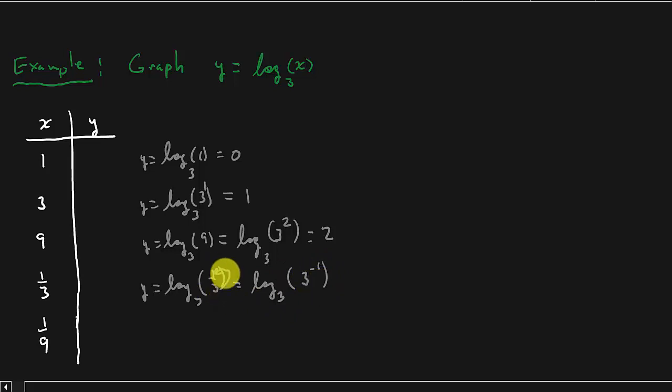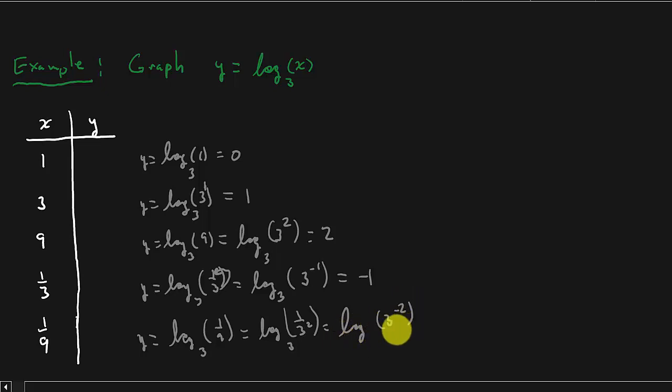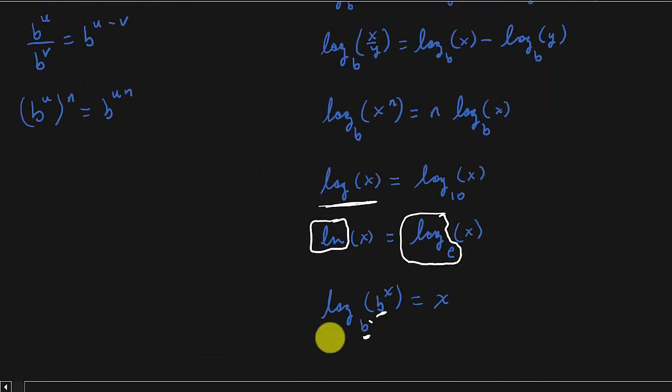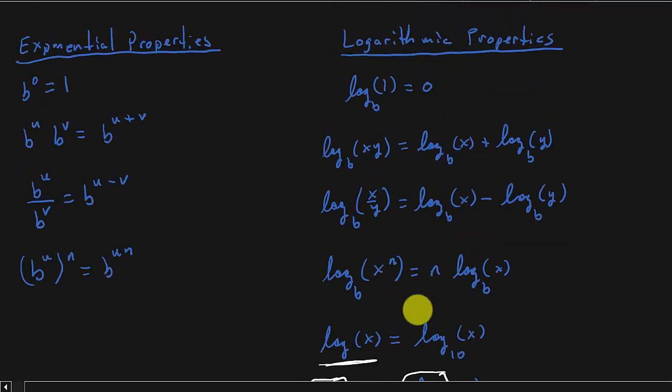Remember, you can take that 3, move it up across the fraction bar, and it changes the sign of the exponent. So that's negative 1. Y equals the log of 1/9 with base 3. That's going to be the log of 1/3 squared with base 3, which is the log of 3 to the negative 2 with base 3, which equals negative 2. So you can see when I evaluated these, what did I do? I got them all in the form of this, so I could say my answer is just my exponent.